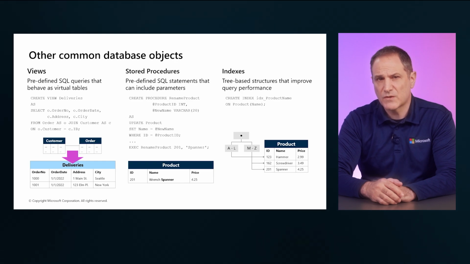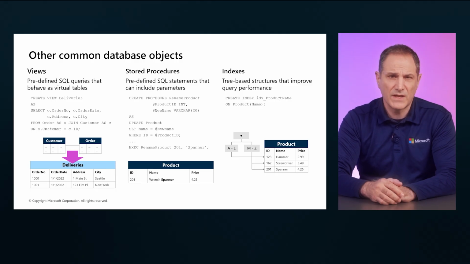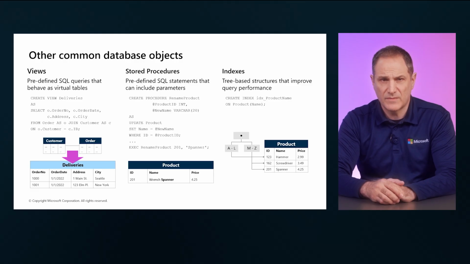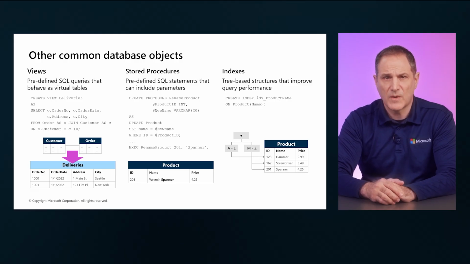Here, product names are sorted alphabetically so that the engine can jump to the correct portion of the data. Indexes make data retrieval faster, especially in large tables. Together, views, stored procedures, and indexes show that a relational database contains more than just tables. These objects help organize logic.